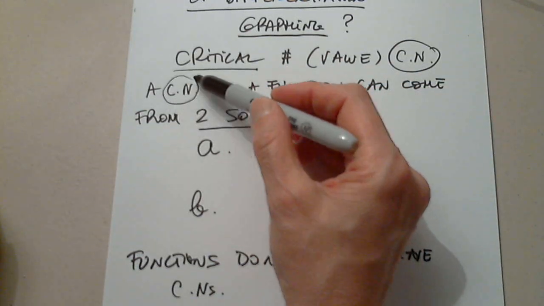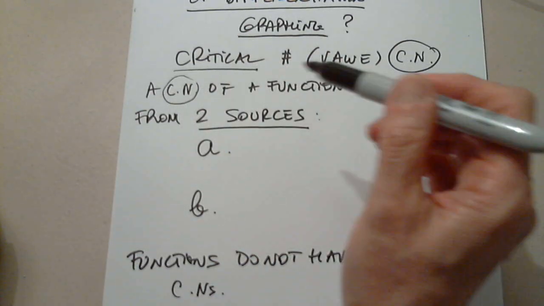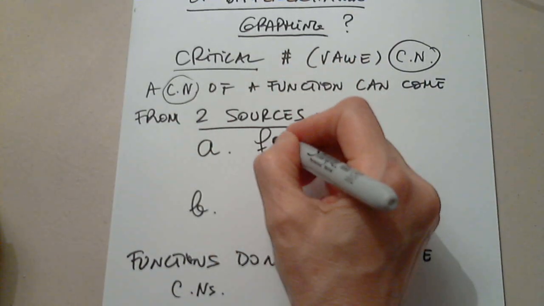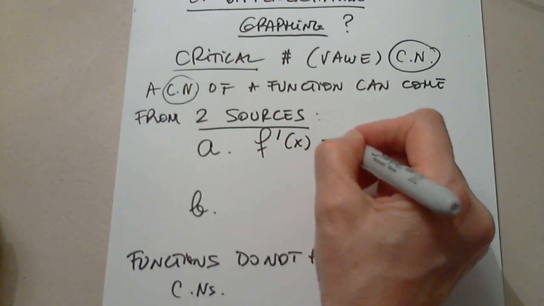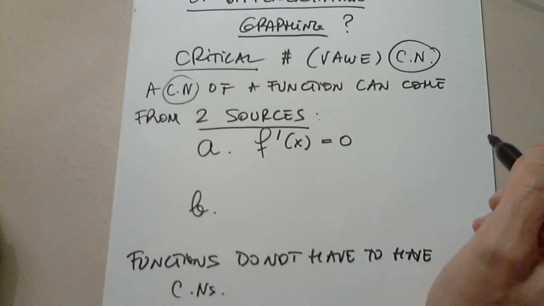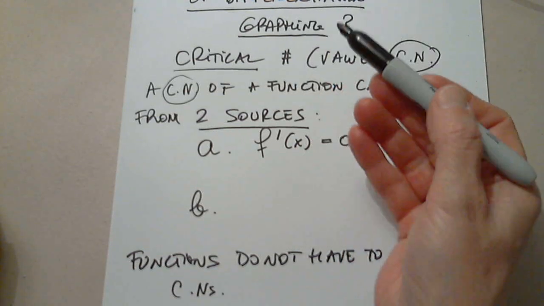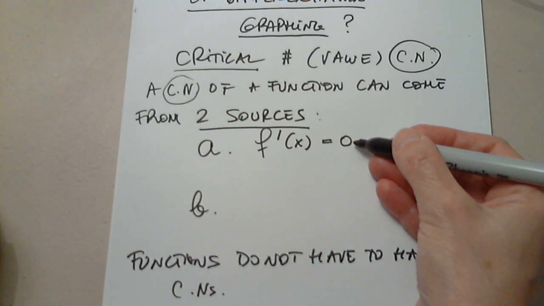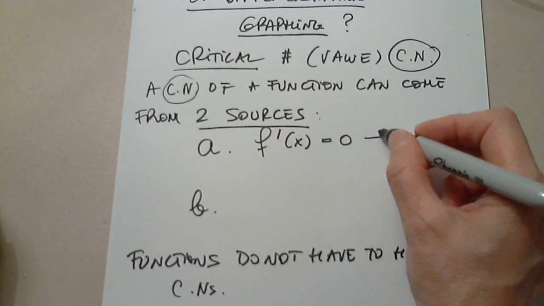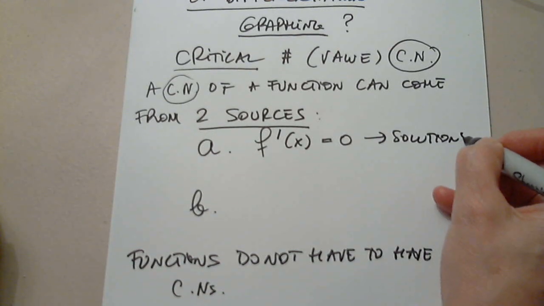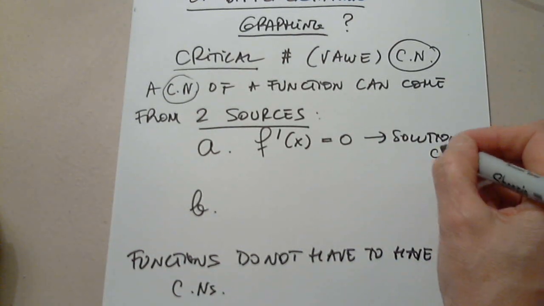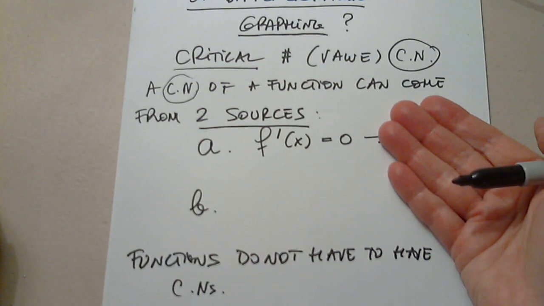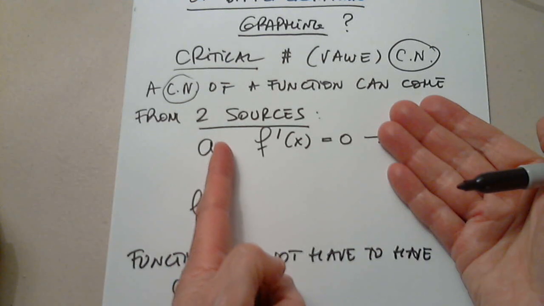So a critical number of a function can come from two different sources. Here's one source: F prime of x is 0. What does it mean? I have the function, I find its derivative, I set it equal to 0. If this equation has solutions, those are the critical numbers. If this equation has no solutions, then the function doesn't have critical numbers coming from this source.